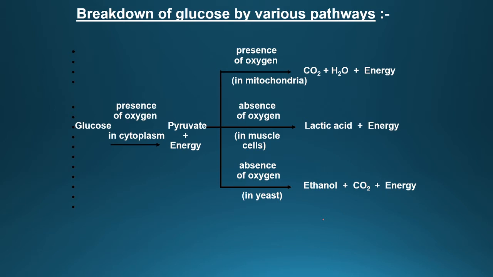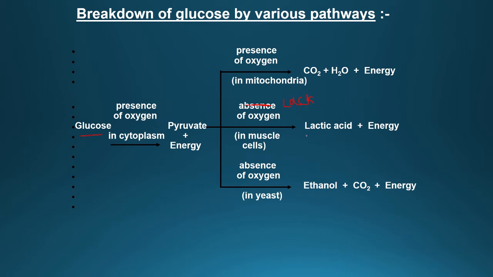This is the main diagram, the breakdown of glucose. These are the pathways. The first one, as I told, is glucose, in the presence of oxygen in the cytoplasm, pyruvate plus energy. Then in the presence of oxygen in the mitochondria, it gives out CO2 plus H2O plus energy. The second one is the lack of oxygen. Guys, actually I said absence, which is wrong. It is lack of oxygen.